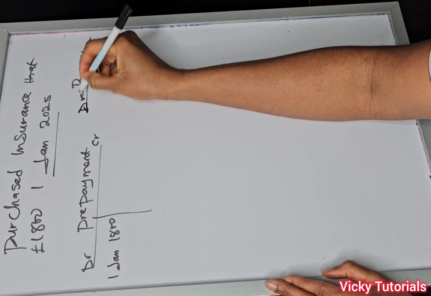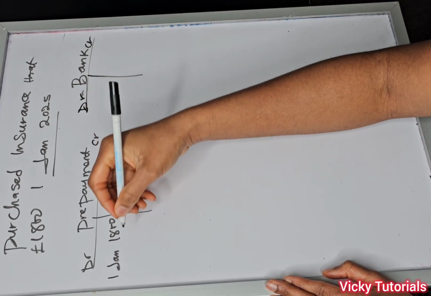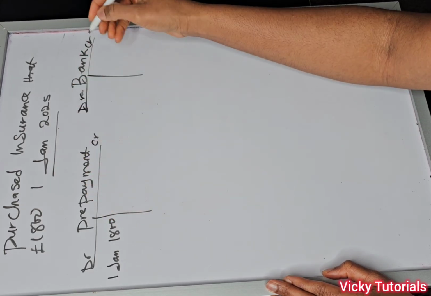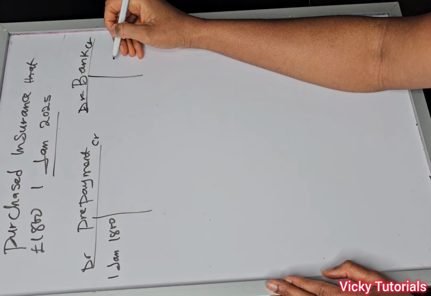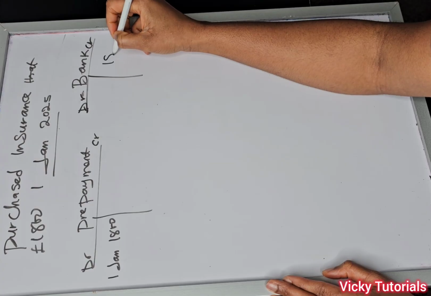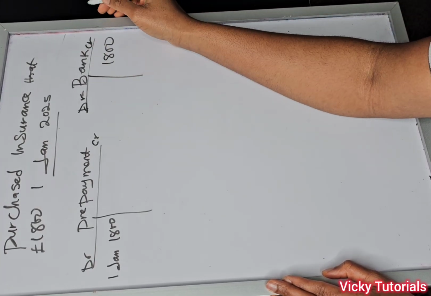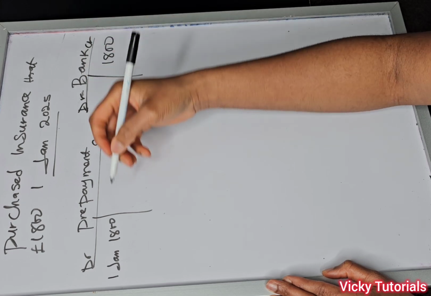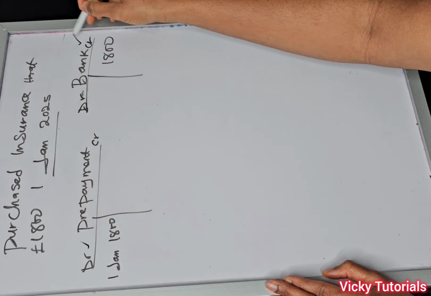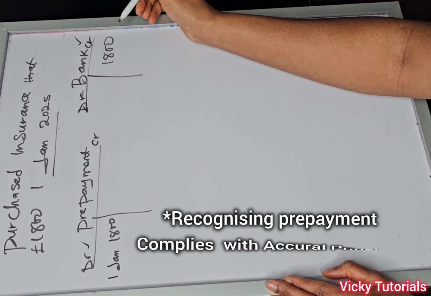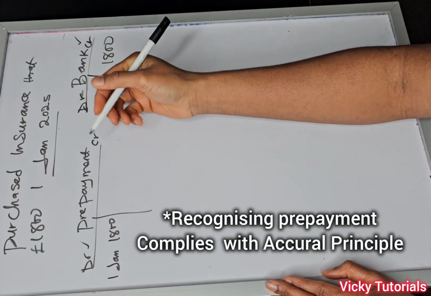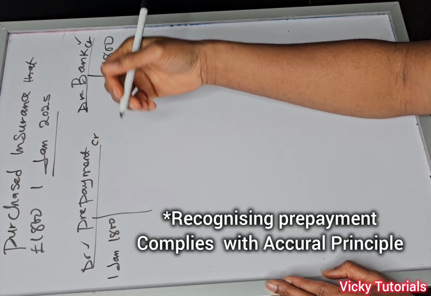Here is the debit. Because we debited the prepayment, we have to credit our bank, because the same amount is leaving our bank account. The double entry principle states that every debit entry must have a corresponding credit entry, so they are both equal. So we have accounted for this as a prepayment, an asset, rather than an expense.